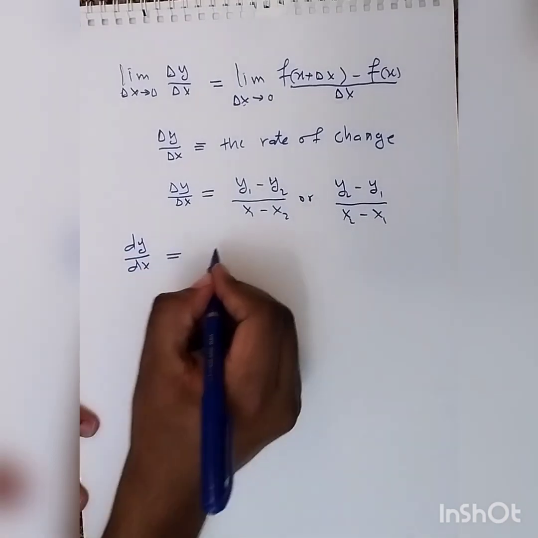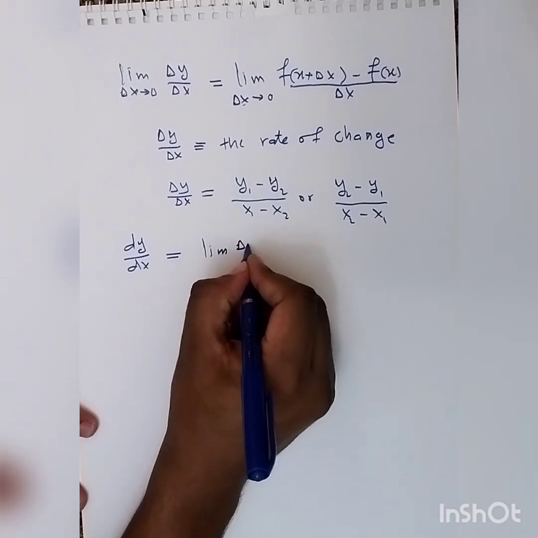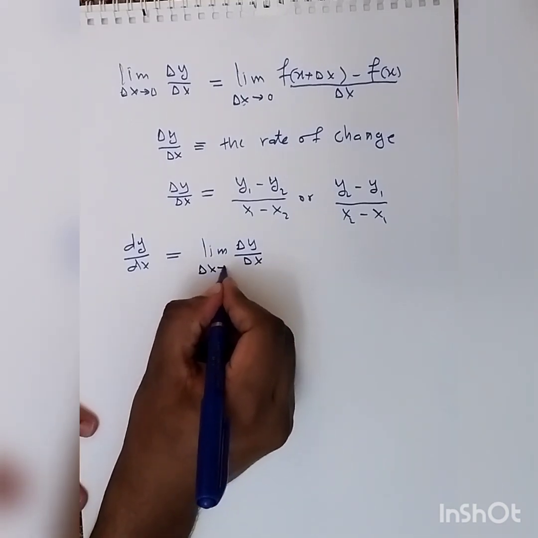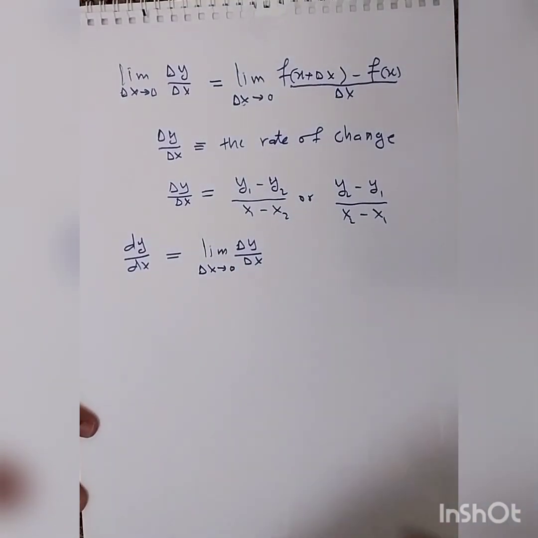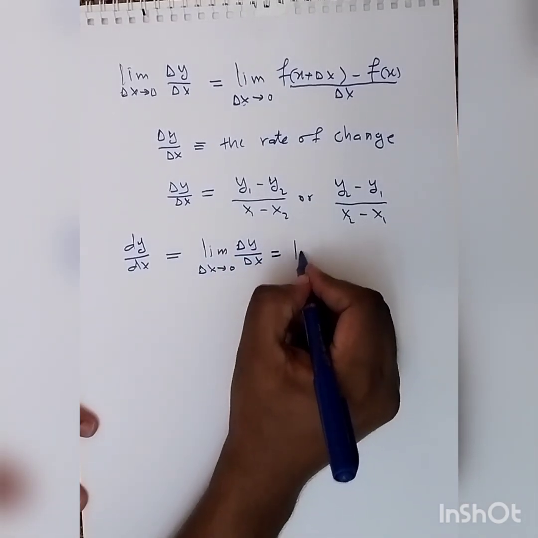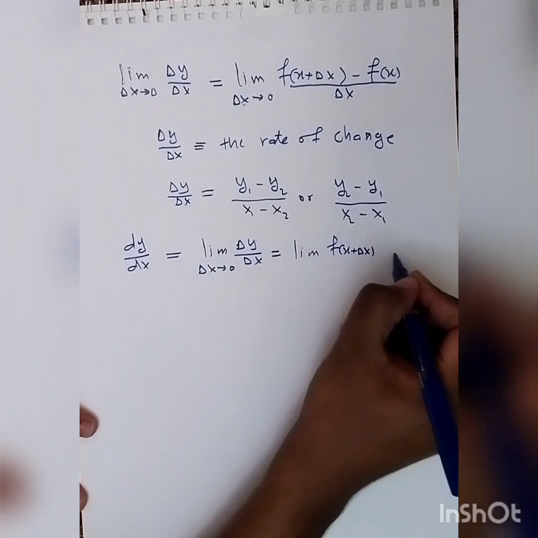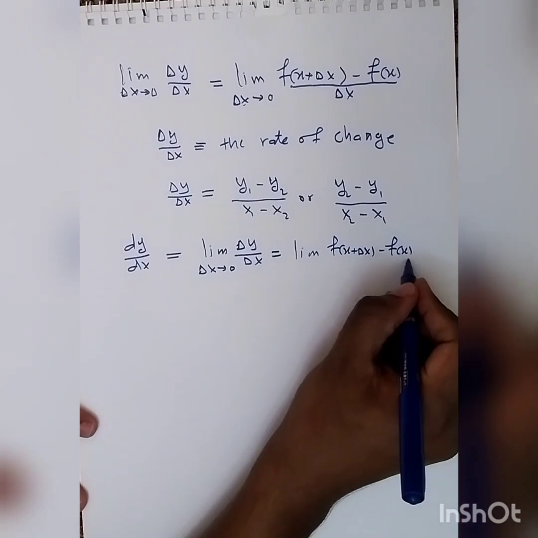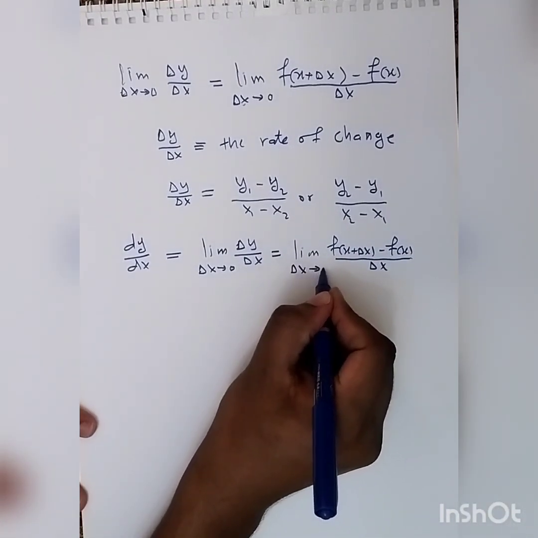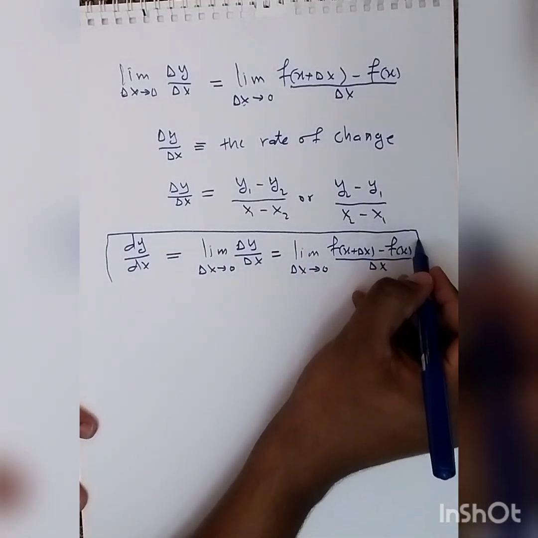So the derivative is the limit of delta y divided by delta x when delta x approaches 0. So now this is our derivative. The formal definition of the derivative is the limit of f of x plus delta x minus f of x divided by delta x when delta x approaches 0. This is the formal definition of the derivative using the limit.